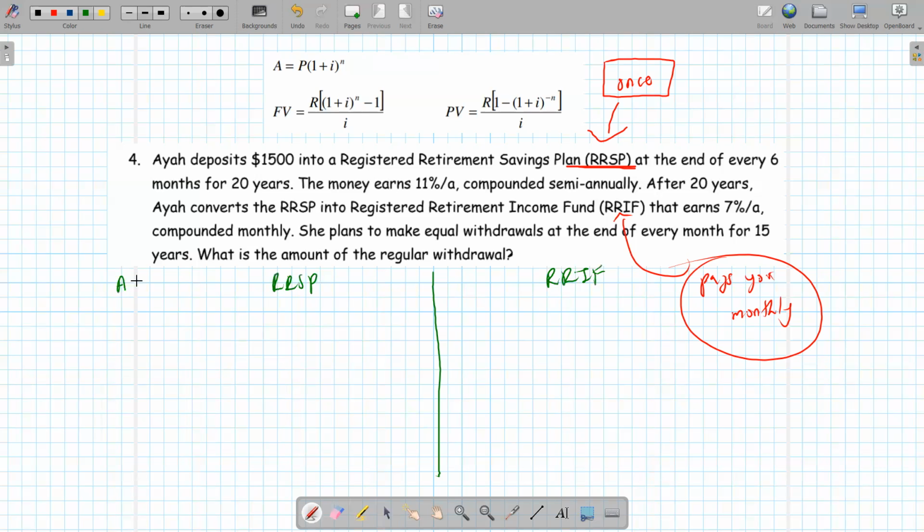First one, we're gonna use A equals P(1 plus i)^n. So what's A, P, i, n for the first one? From here to here is the compound interest bit. So P is 1500. Yeah, that's right. P is 1500. What's i?